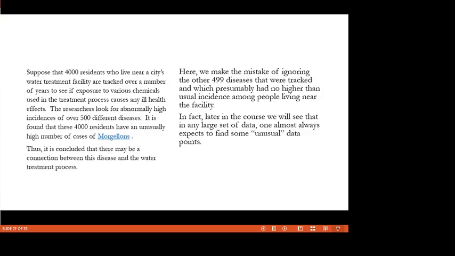The cardinal sin that was committed here is, later on in the course, we will see that anytime you have a fairly large data set, you almost certainly expect to get one data point in there that might be considered an outlier or is just an unusual data point. And further, if this disease is really strange and rare, it could be that one person out of 4,000 contracting this disease could be an unusually high figure. So we could be basing a conclusion on one person out of 4,000 contracting one disease out of 500. And when you really start thinking about it, that is probably not a good basis for making any kind of conclusion.